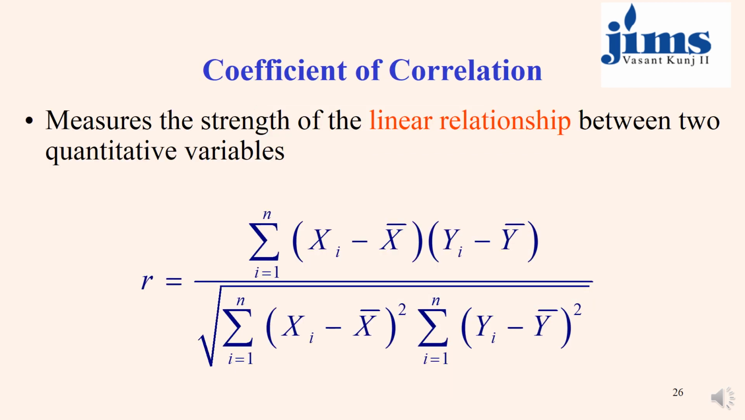Now next is correlation. When we compare the relation between two quantitative variables, we should use correlation. The formula is the sum of xi minus x bar times yi minus y bar, divided by the square root of the sum of squares. It can be written as covariance of x and y divided by standard deviation of x into standard deviation of y.